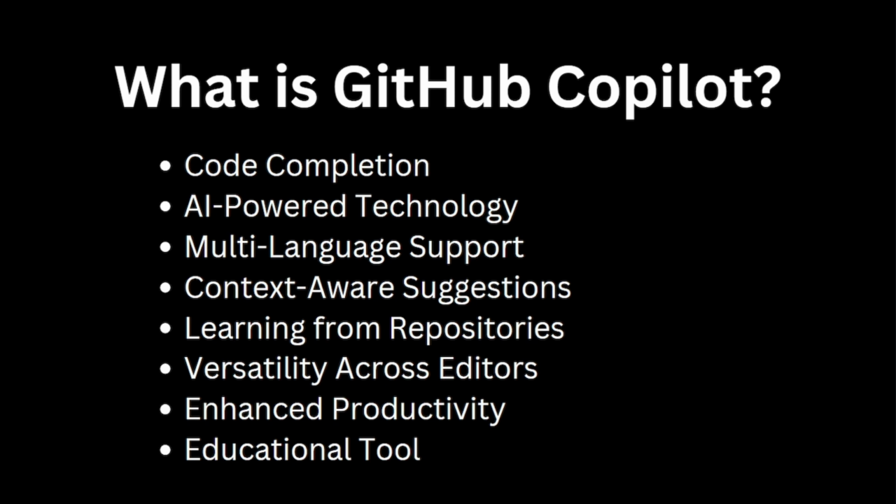GitHub Copilot is a multi-language tool. It supports multiple programming languages, making it versatile for developers working on projects using different technologies such as Python, JavaScript, Java, C++, and many more. So it is a tool that is versatile for the development of a system.